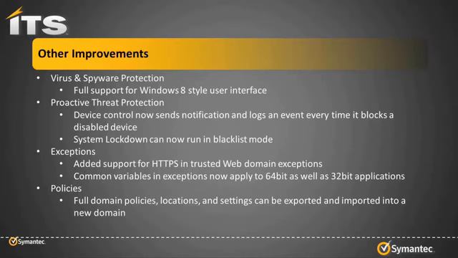Exceptions can be made for HTTPS sites in the trusted web domain exceptions. We can also add variable exceptions to 64-bit as well as 32-bit applications. Some policy changes have been made. Full domain policies, locations, and settings can be exported and imported into a new domain. This allows us to migrate from one domain to another or copy from one domain to another.